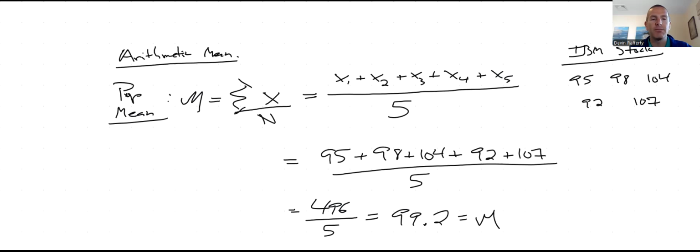But that's for the arithmetic mean, the population arithmetic mean. If we wanted to do a sample mean, then we have to calculate something different. Sample mean.